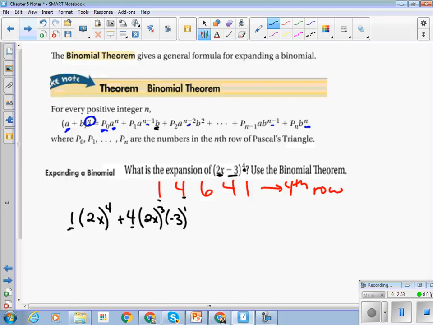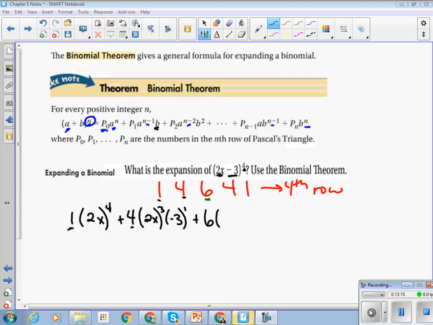So 2x is my first term. It starts at 4, and then goes to 3, then 2, then 1. Okay, so the next thing we're going to do is use this 6. So we throw down the 6.